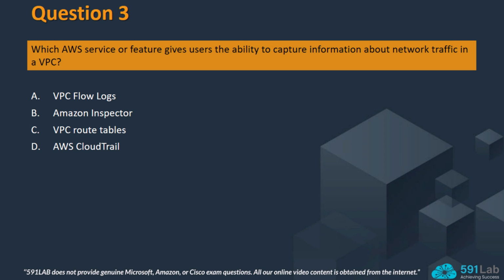Option D, AWS CloudTrail. CloudTrail records API calls made on your account, providing a history of events. While it helps with auditing and monitoring AWS API activity, it does not capture detailed information about network traffic within a VPC. So this one is also incorrect. Options B, C, and D are not specifically designed for capturing network traffic information. Therefore, the correct answer is option A, VPC flow logs. Now, let's head over to the console and explore the process of enabling VPC flow logs.